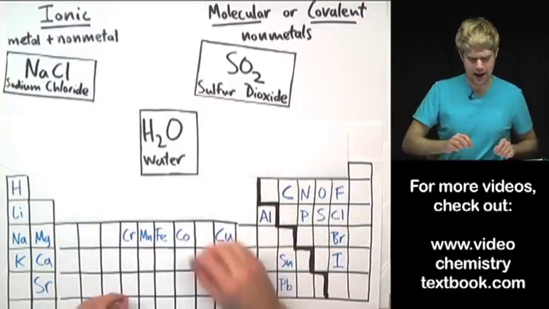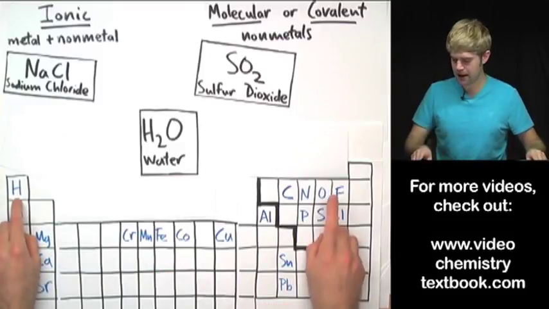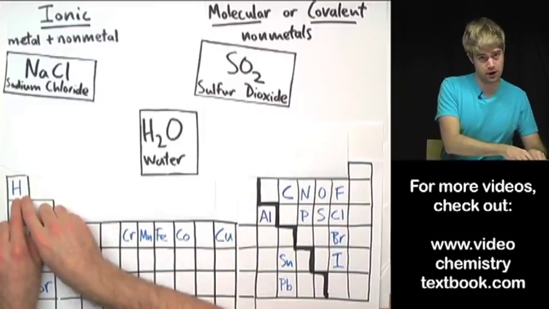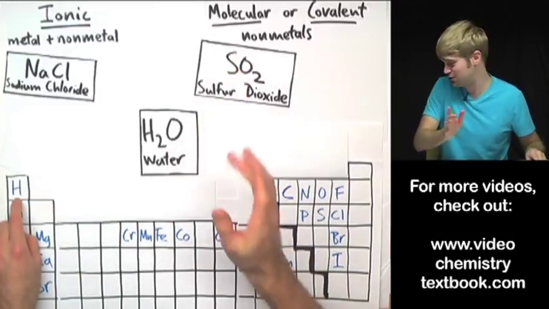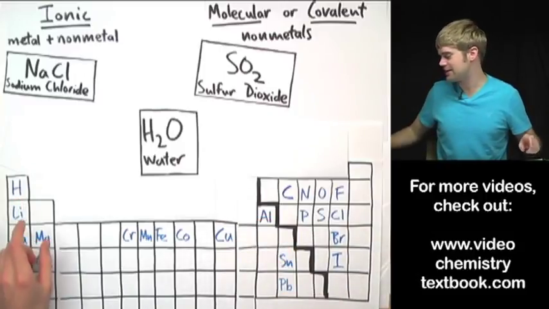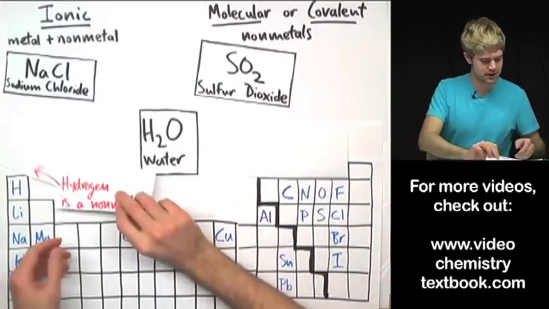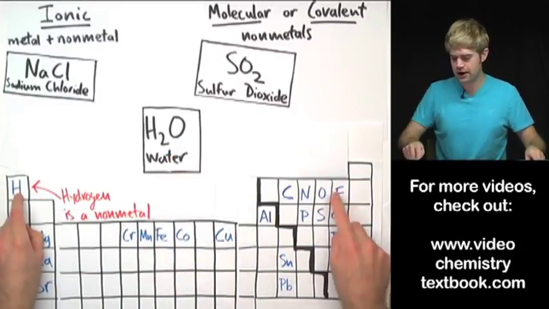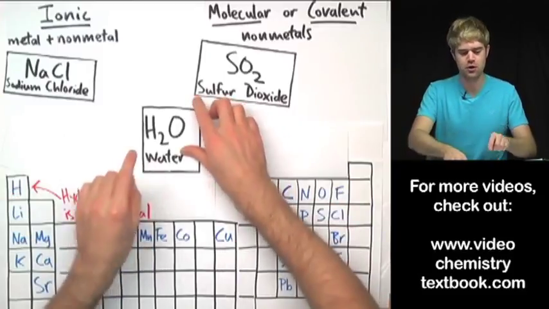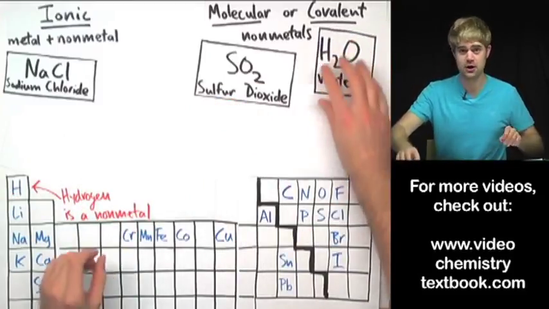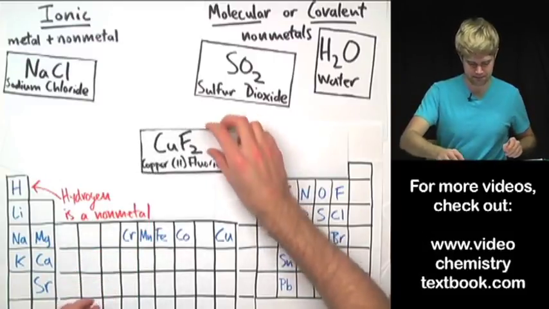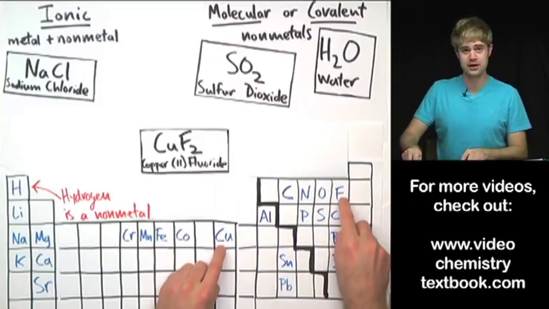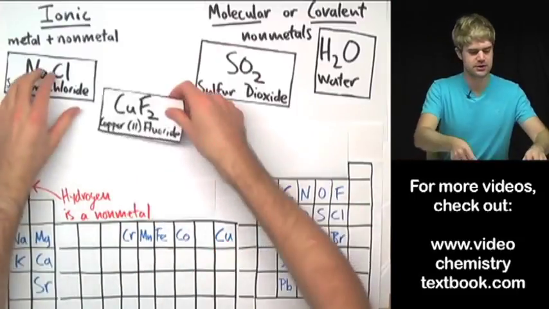All right, now H2O is made of hydrogen and oxygen. Now you might think that hydrogen is a metal because it's on this side of the periodic table. It's understandable if you do that. But hydrogen is an exception. Even though it's on this side of the periodic table, it's actually a nonmetal. It's the only exception. So hydrogen and oxygen are both nonmetals, which means that H2O, water, is a molecular or covalent compound. Okay, copper(II) fluoride. Copper is here, fluorine or fluoride is here, metal, nonmetal, so this thing is ionic.